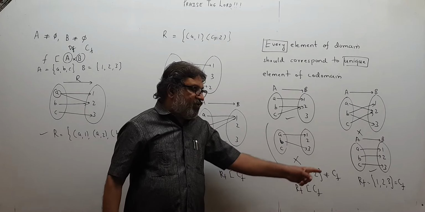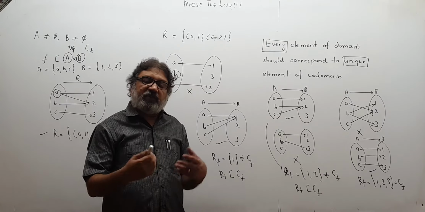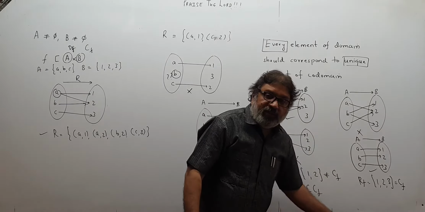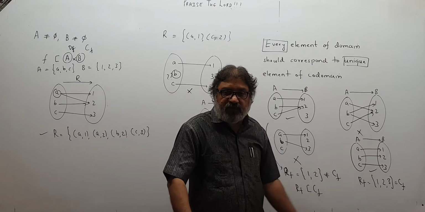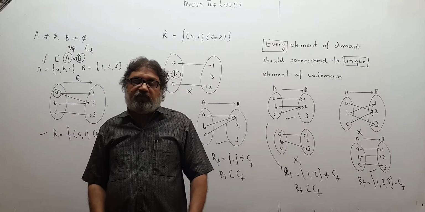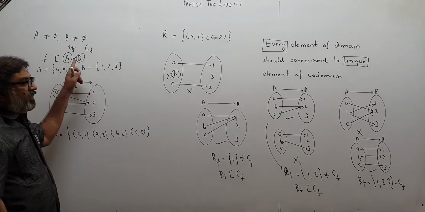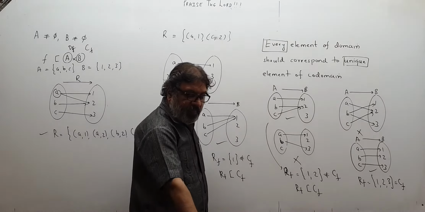So range will always be equal to codomain or a subset of codomain. In general, we can say range will always be a subset of the codomain of the function, because even if it is equal, it is still definitely a subset. So range will always be a subset of codomain. The first set will always be the domain, the second set will be the codomain, and range will come from here. We think like this.